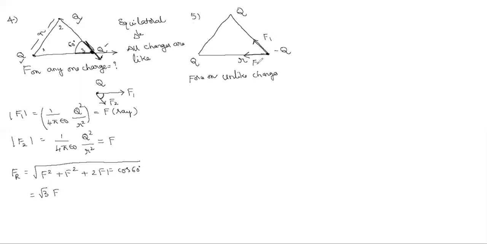And what is the angle between them? 60, we already solved it, na? Root 3 F. Here F resultant is equal to, without solving, you can say root 3 F. Again, F1 magnitude will be same, F2 magnitude will be same, and angle is also 60 degrees, everything same, so you will get root 3 F.